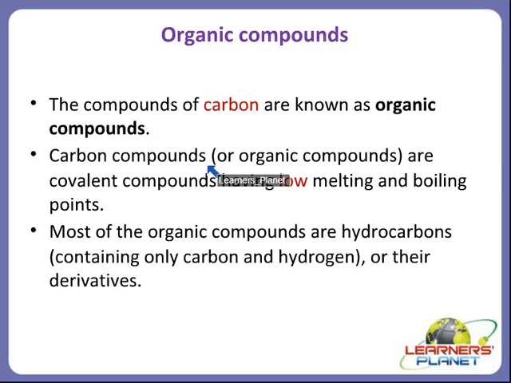The carbon compounds or organic compounds are covalent compounds having low melting and boiling points. As I previously told you, carbon cannot form ionic compounds. So it is forming what? It is forming a covalent compound. Now what do you mean by a covalent compound? That is a compound having a covalent bond.